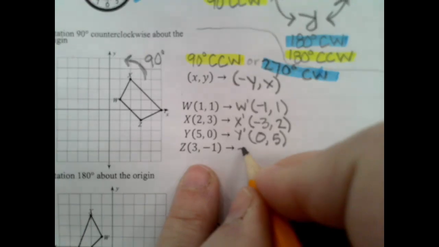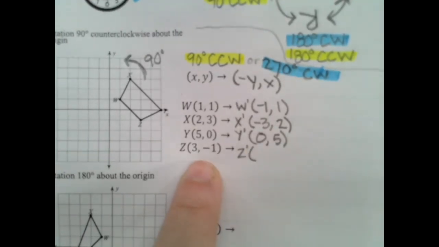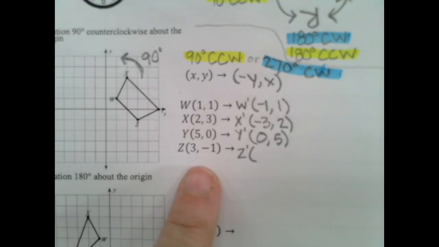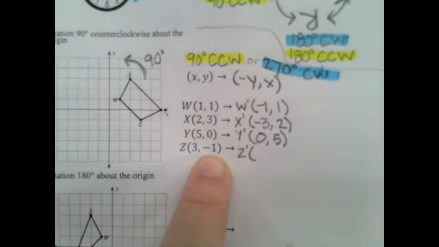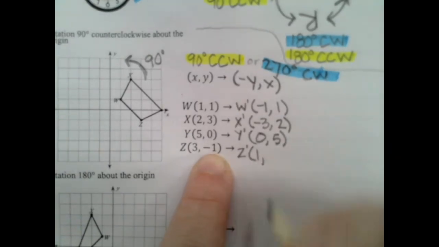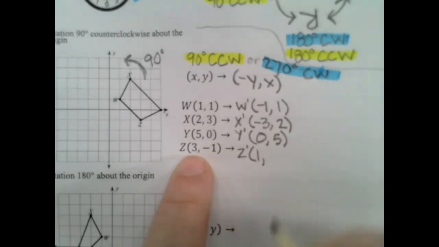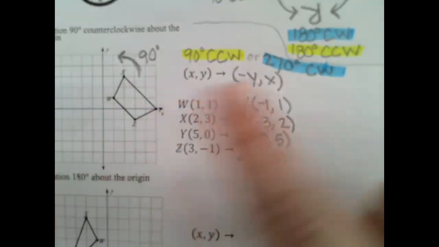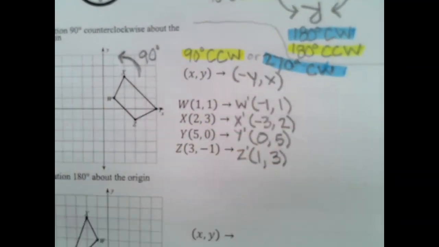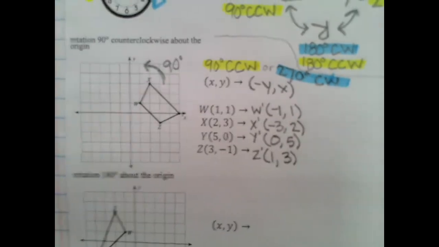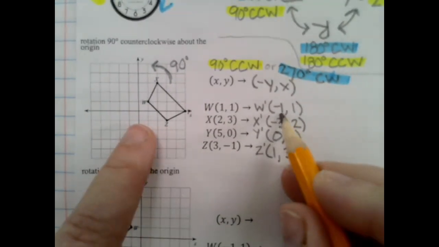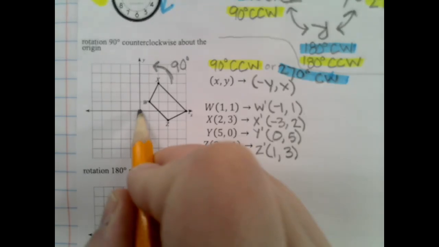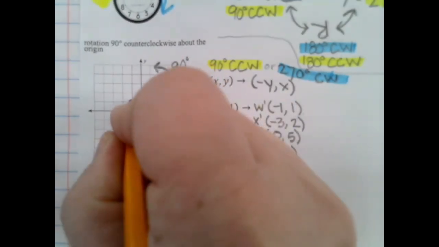Okay, Z prime. Want to start with my y. What is my y? -1. What's the opposite of -1? 1. And then my x? 3. So we use that rule to create these points. Once these points are created, now I'm just going to graph those points like normal. Okay, so (-1, 1) would be left 1, up 1. So from the origin, left 1, up 1.